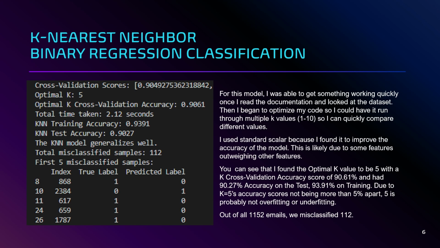I did use standard scalar. It improved the accuracy of the model. So this is probably likely due to some feature outweighing other features.